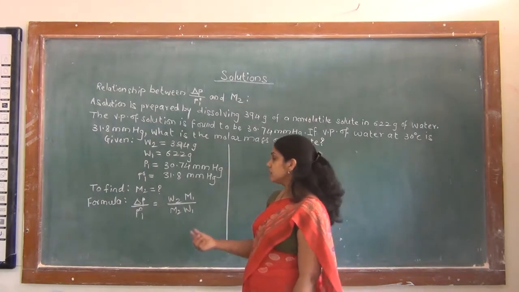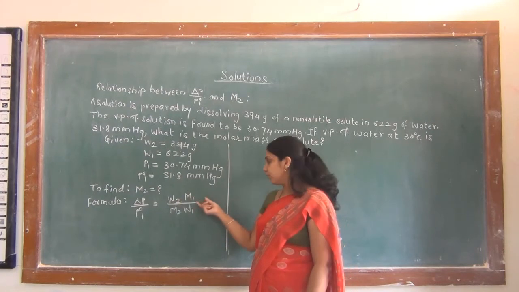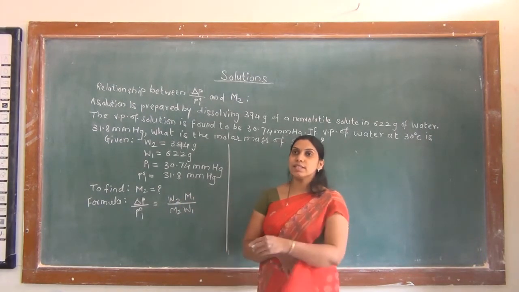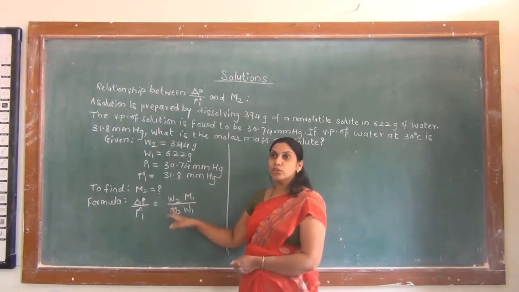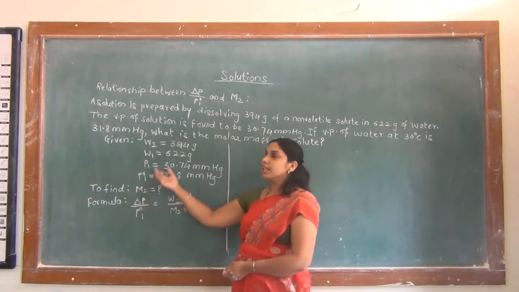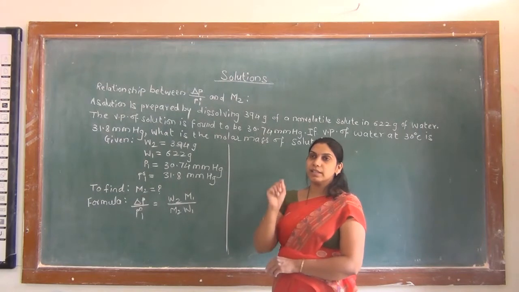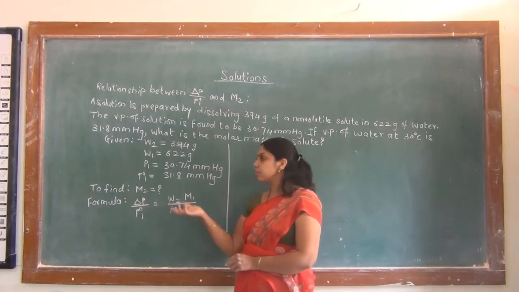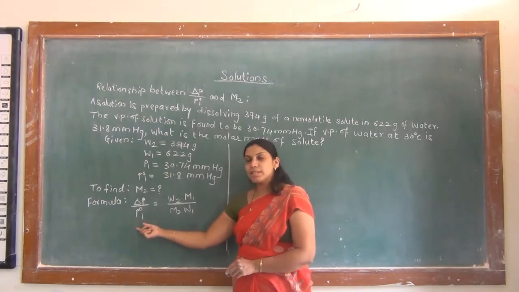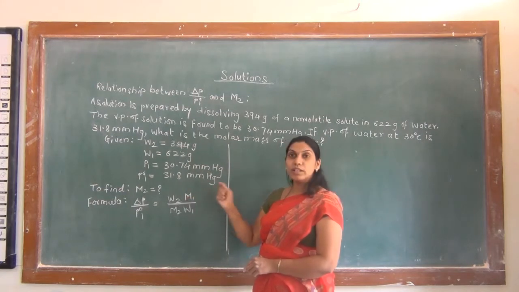The formula is delta P upon P01 is equal to W2M1 divided by M2W1. Now we'll see the given data and we'll see the formula, what values we have. Delta P is not directly given, but you know the equation for delta P, that is delta P is equal to P01 minus P1. Using that you can calculate delta P.